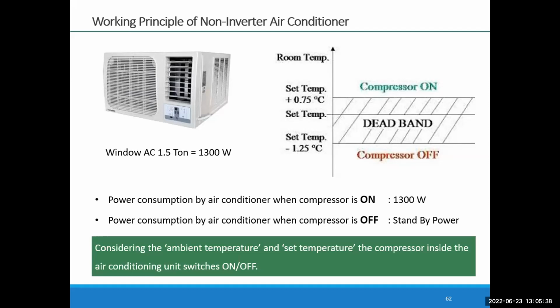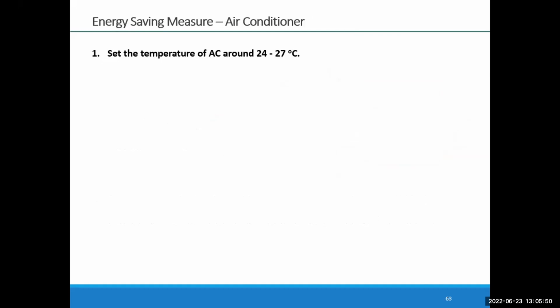So considering the ambient temperature and set temperature, the compressor inside the air conditioning unit switches on or off, and the energy consumption also changes with respect to that operating cycle. So in air conditioning units, we will see what type of energy saving opportunities are available. So we will again look into energy conservation opportunities by proper utilization of equipment.